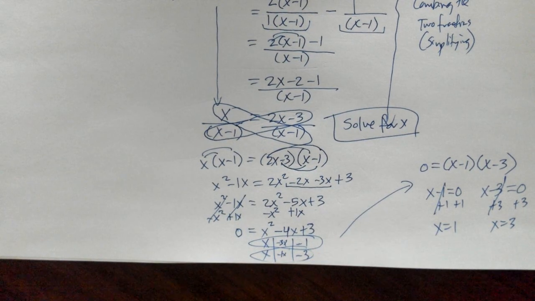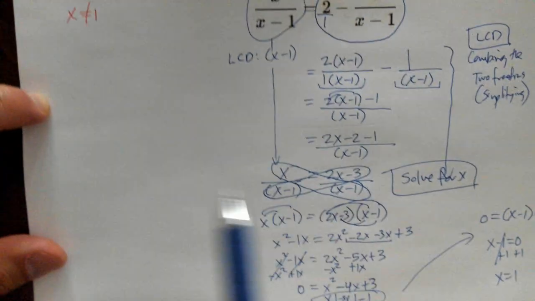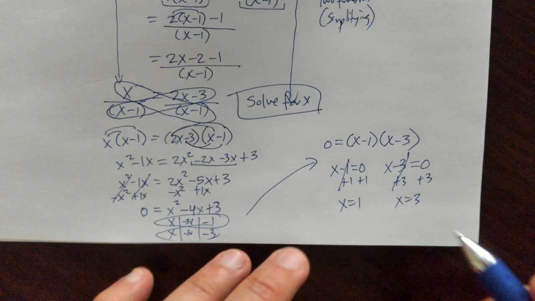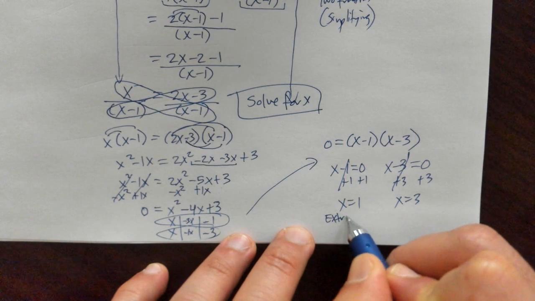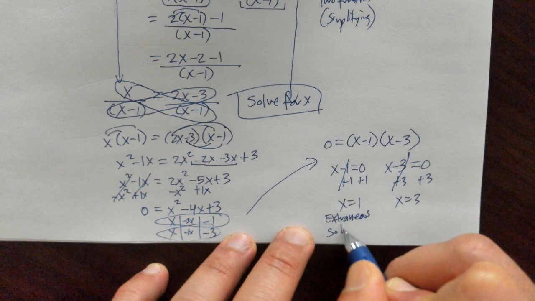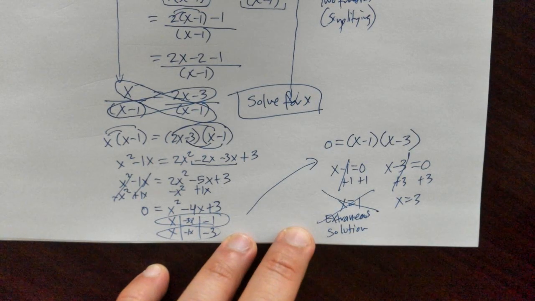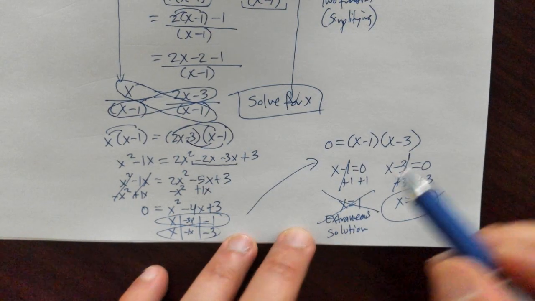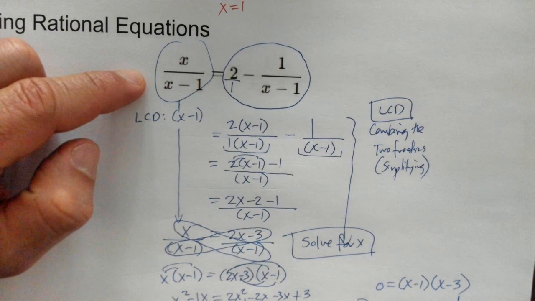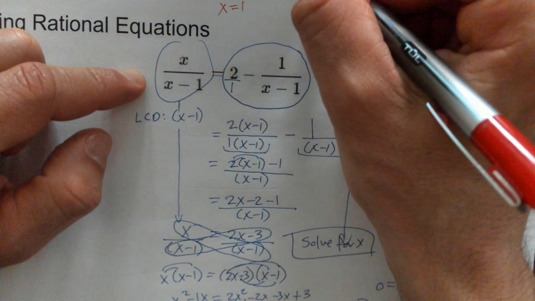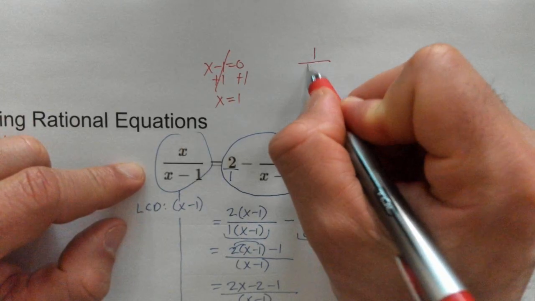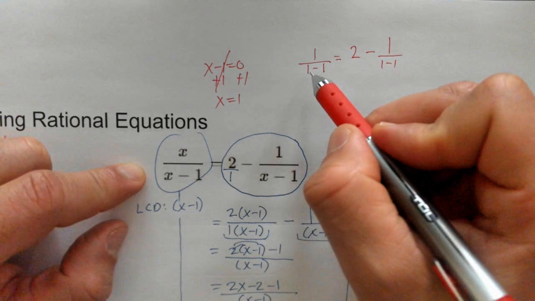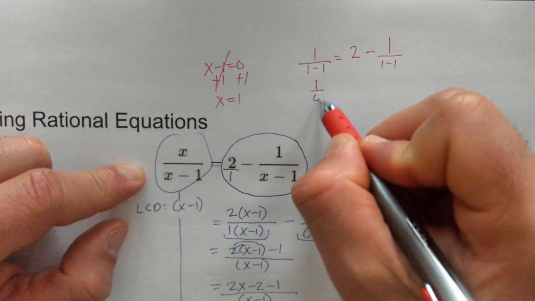I have two solutions, but remember, from these two, I had a restriction. x cannot equal 1, which is this one, which means this is called an extraneous solution. We're not going to use it. We can use this one for sure, though. Why can we not use it? Well, if I plug 1 back into the equation, this is what I get. Let's move this over here. 1 divided by 1 minus 1. Does that equal 2 minus 1 over 1 minus 1? What's 1 minus 1? I get 1 divided by 0.